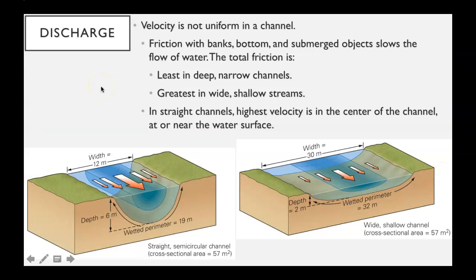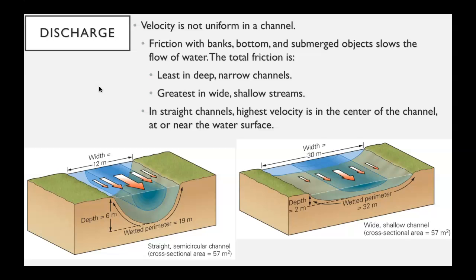The velocity of the water is going to be different in different parts of the stream. The middle top of the stream usually has the fastest velocity. The edges of the stream are going to have the slower velocity because of friction between the water and the rocks, or the bedrock in the base of the channel.